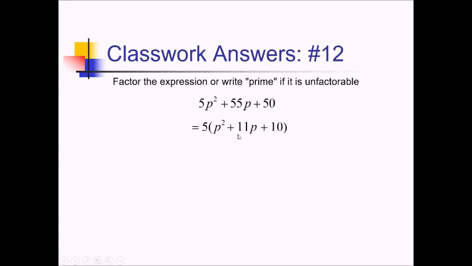And now the inside here has an a value of 1. It's just 1p squared inside the parentheses. So I just need to find factors of 10 that add up to 11. Well, how about 1 and 10? That works out. So we've got a 5 that we're bringing down. We've got a p plus 1 and a p plus 10. And we are done.